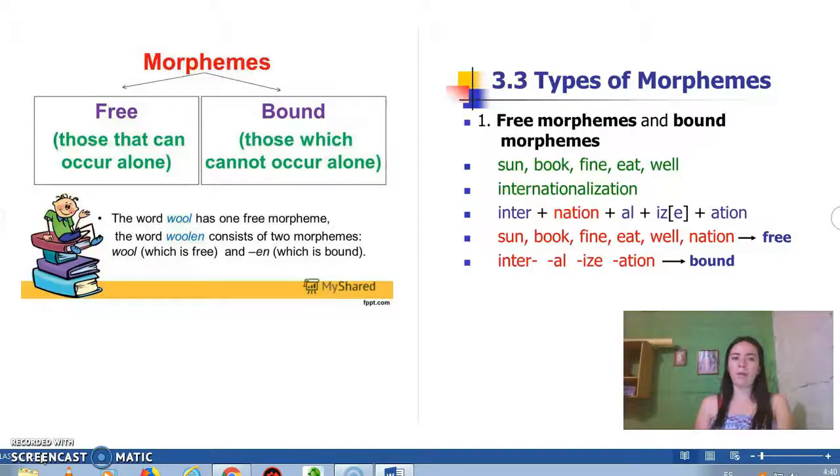For example, if we have the word wool and add another word, it's woolen. Or for example, a free morpheme is sun, the sun, and we add rise. Okay, sunrise. If we have the word sunrise, we have a combination and it's a bound morpheme. Or nation, and we add al, we have national.